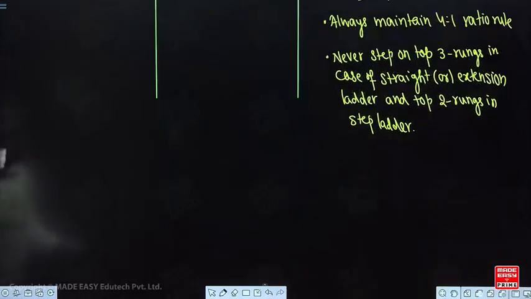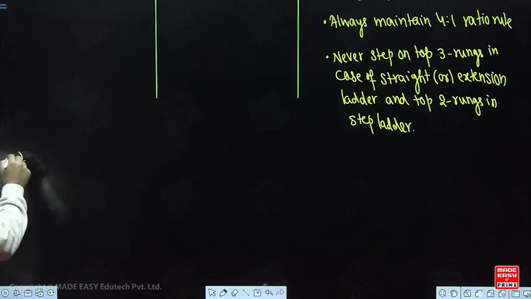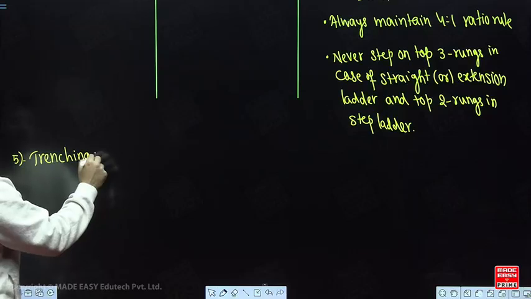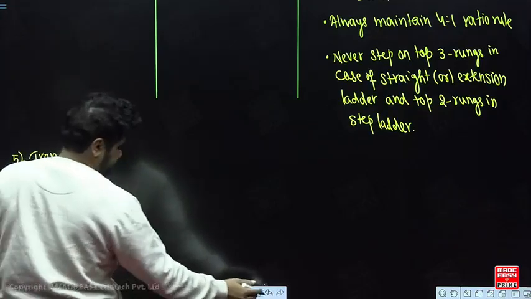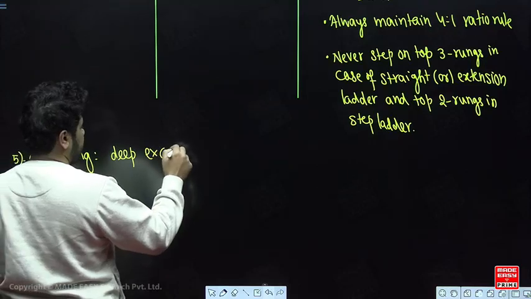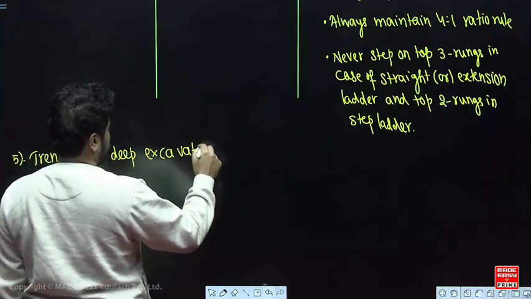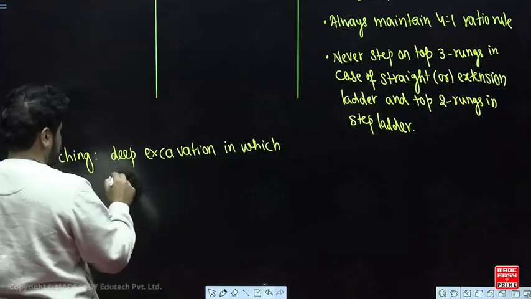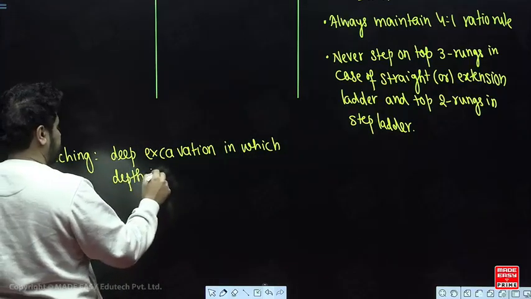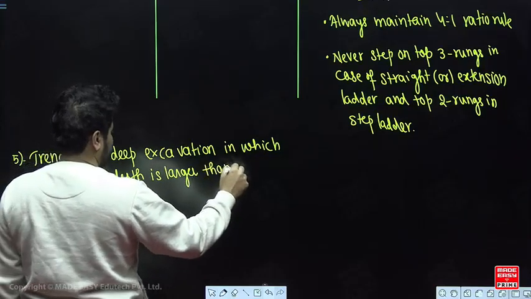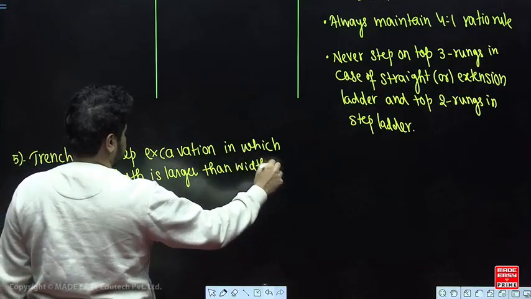Okay, next, the fifth one. So the fifth one is called trenching. What is trenching? Trenching is excavation. It is a deep excavation in which the depth is larger than the width of the trench, right?